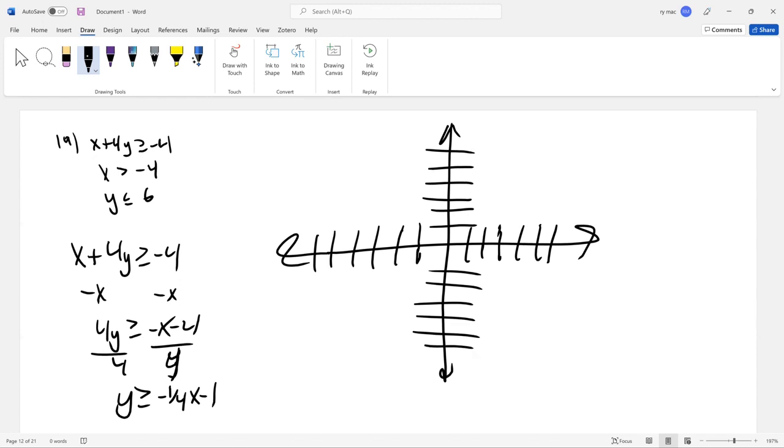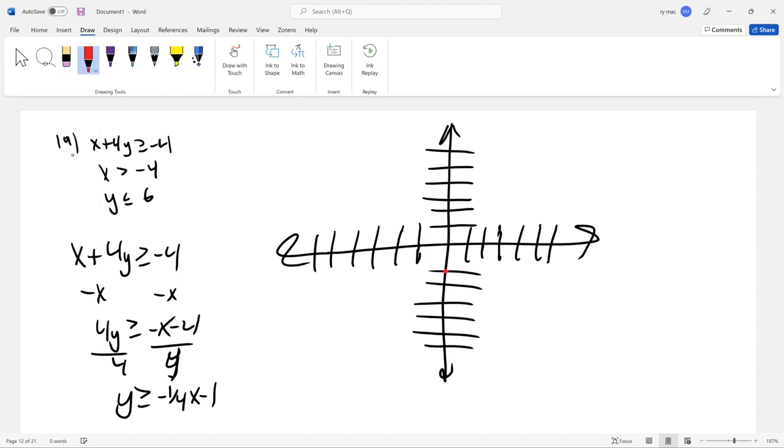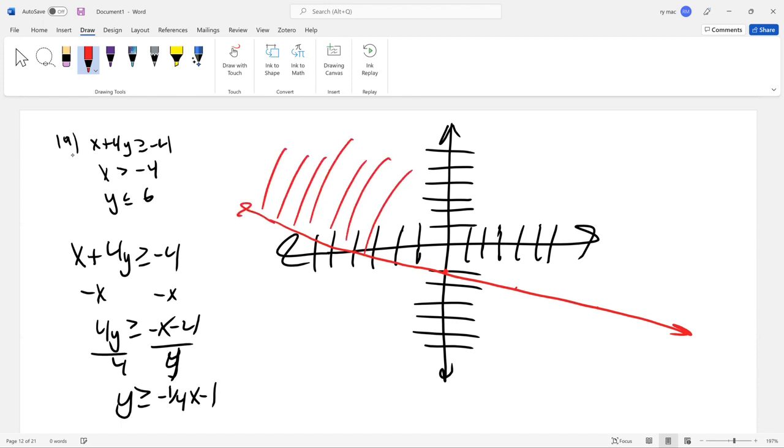All right, so for my actual graph one, that's a linear line, I should say. It starts at -1, and it's going to go down 1 over 4, down 1 over 4, up 1 over 4, up 1 over 4. So it looks something like this. It is solid because it is greater than or equal to. And I'm going to shade up because it's greater than or equal to.